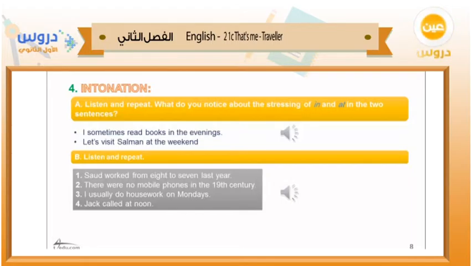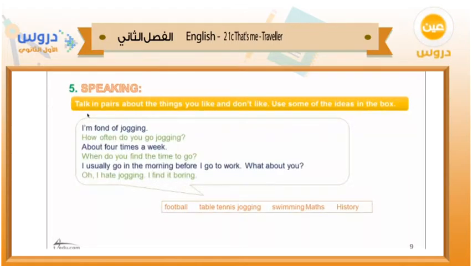Okay, very good. Let's move to number 5. Speaking. Talk in pairs about the things you like and don't like. Use some of these ideas in the box. You can use any one of these sentences: I am fond of jogging, or I am fond of football.